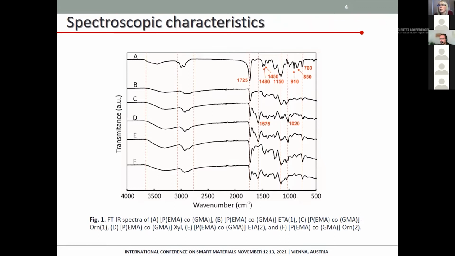Here we can see the spectra of the non-modified and modified oligomers of PEMA-co-GMA. For the non-modified oligomeric networks, two strong characteristic peaks were observed at about 1725 and 1150 wavenumbers. The oligomers show bands corresponding to stretching vibrations at 910 and 850 wavenumbers. The epoxy group in the polymeric network gave an absorption band due to the vibration near 915 wavenumbers. The extent of epoxy conversion can be monitored by measuring the intensity of this band.